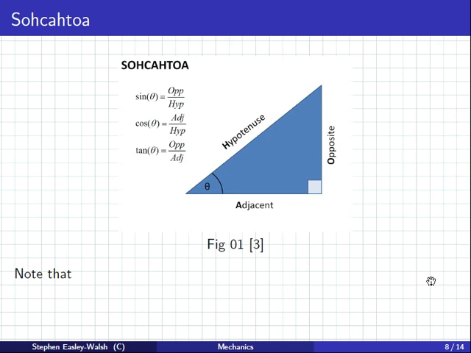Okay, so we have these formulas to calculate sides and angles, formulas you would have seen before. Some people remember the word SOH CAH TOA. It means sine is opposite over hypotenuse, cos is adjacent over hypotenuse, tan is opposite over adjacent. Here it is in the formulas: sine is opposite over hypotenuse, cos is adjacent over hypotenuse, tan is opposite over adjacent.